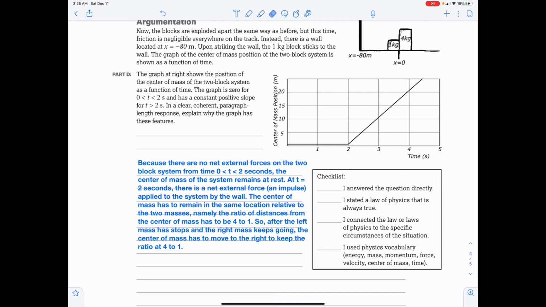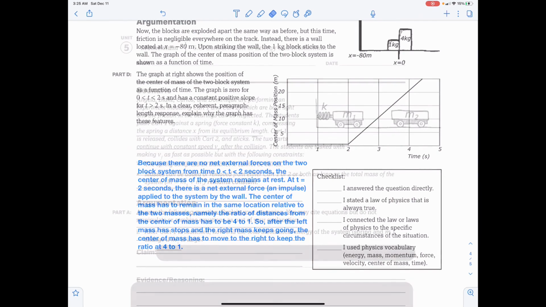The center of mass has to remain the same location relative to the 2 masses, namely the ratio of the distances from the center of mass has to be that 4-to-1 ratio we talked about. 4-to-1 ratio in terms of distances, 4-to-1 ratio of masses, 4-to-1 ratio of the time it took to come to a stop. So after the left mass has stopped, the right mass has to keep going. The center of mass has to move to the right to keep the ratio at 4-to-1.